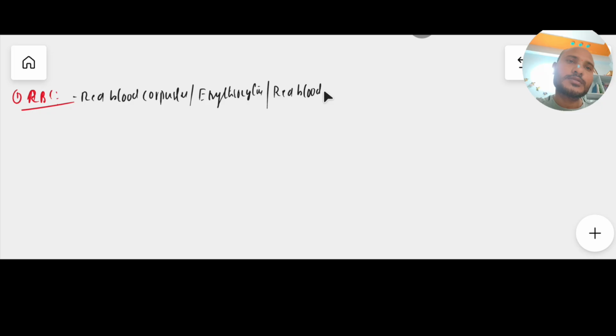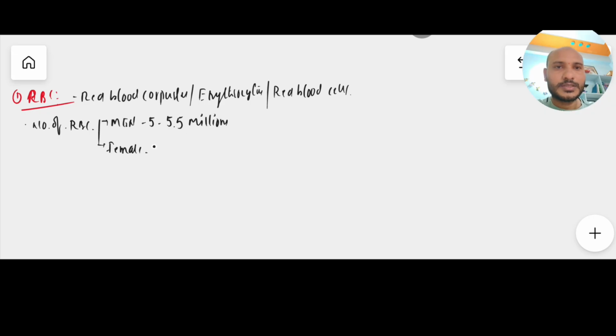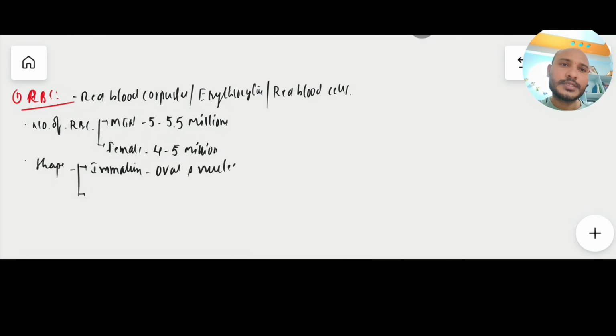Red blood cells. The number of RBC differs: in men it is 5 to 5.5 million, in females 4 to 5 million. The shape of immature RBC is oval and, very importantly, nucleated. It contains a nucleus. But in the mature stage the RBC is biconcave and, very importantly, enucleated.